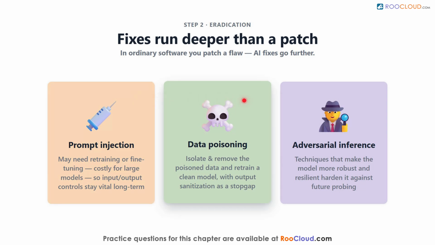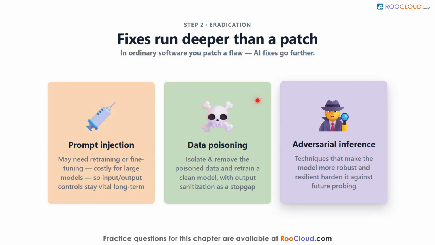For data poisoning, the poisoned data must be isolated and removed, and a clean version of the model retrained with output sanitization as a short-term stopgap. And for adversarial inference, techniques that make the model more robust and resilient help harden it against future probing.